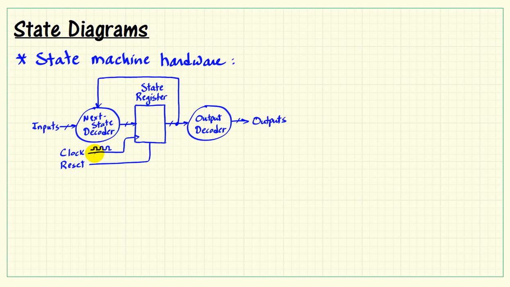The clocking waveform allows time to advance once each clock cycle, and we can also force an initial state with the reset. The output decoder translates the present state into one or more, or possibly no, active outputs. We can also have the possibility of inputs fed forward directly into the output decoder to generate our outputs.